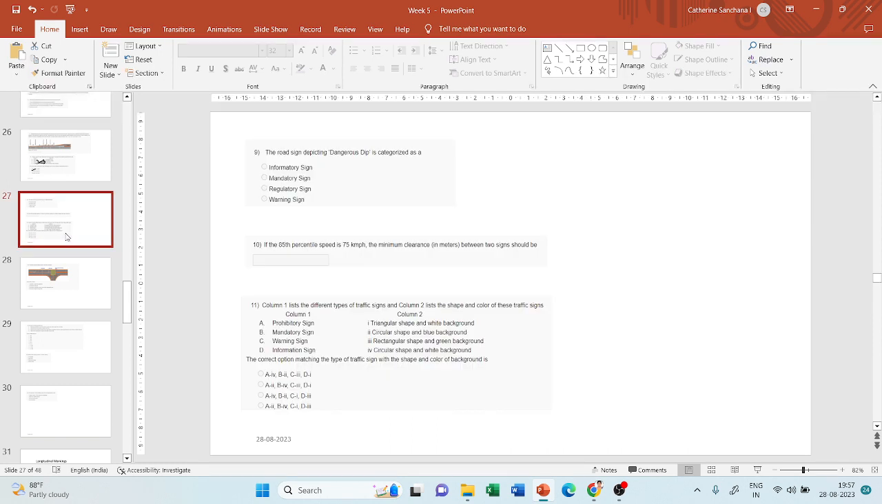Moving on to the next question. The road sign depicting dangerous dip is characterized as what?